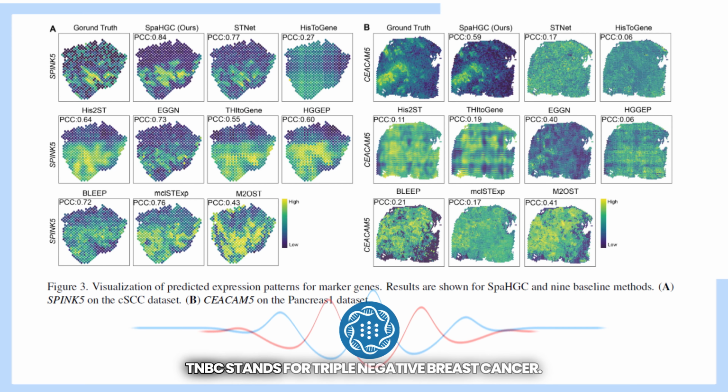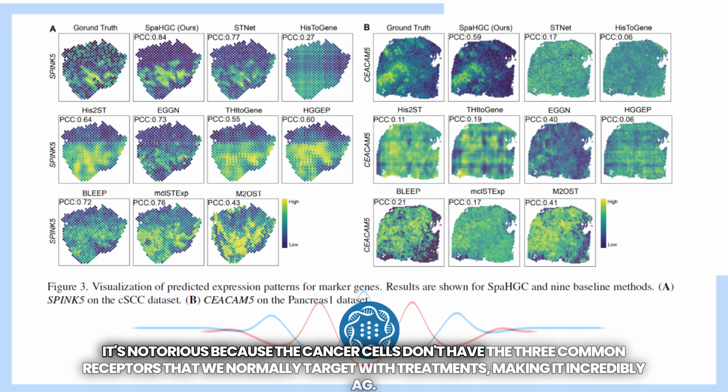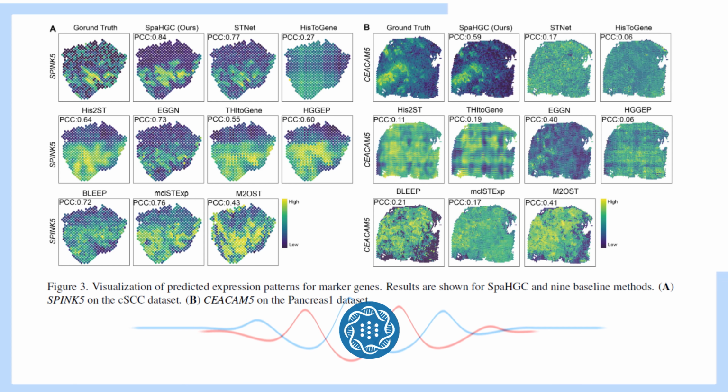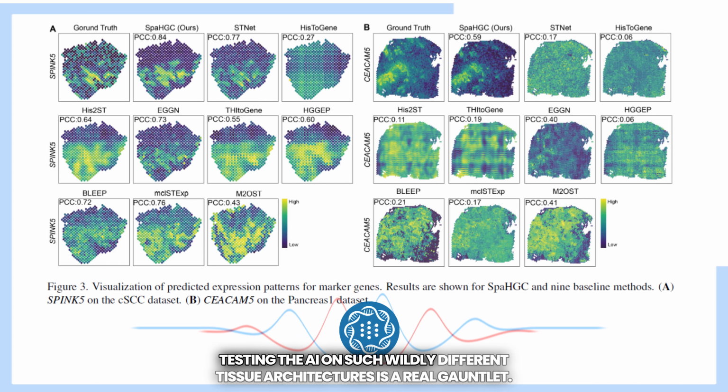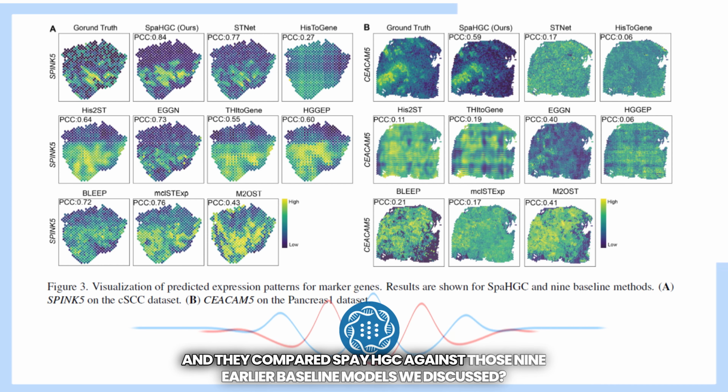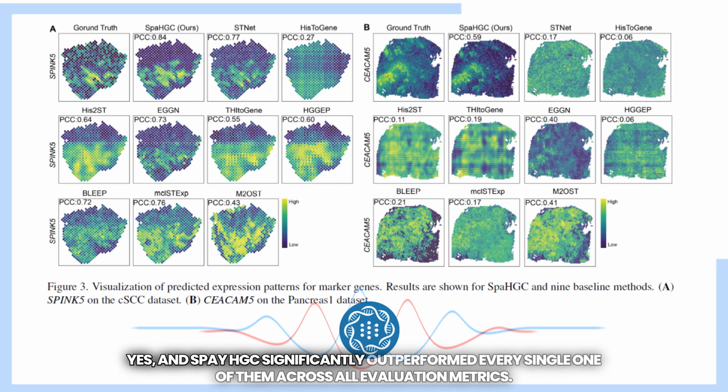Exactly. TNBC stands for triple-negative breast cancer. It's notorious because the cancer cells don't have the 3 common receptors that we normally target with treatments, making it incredibly aggressive and hard to fight. Right. Accurately mapping the spatial genetics of a TNBC tumor is vital for finding new ways to attack it. Testing the AI on such wildly different tissue architectures is a real gauntlet. And they compared SpaHGC against those 9 earlier baseline models we discussed. Yes, and SpaHGC significantly outperformed every single one of them across all evaluation metrics.